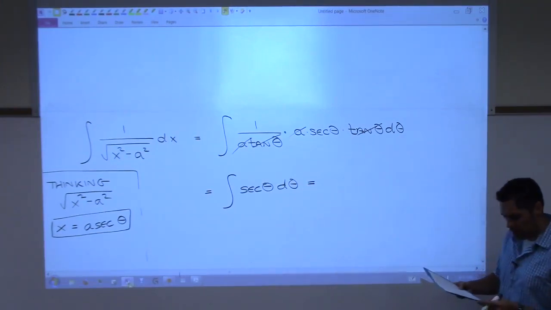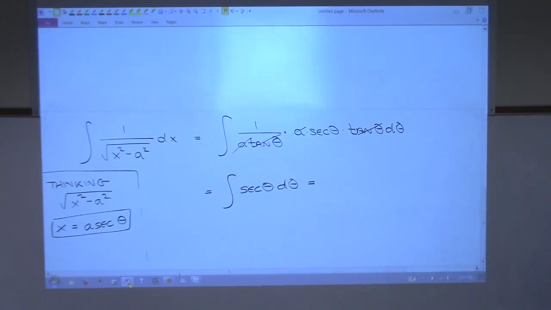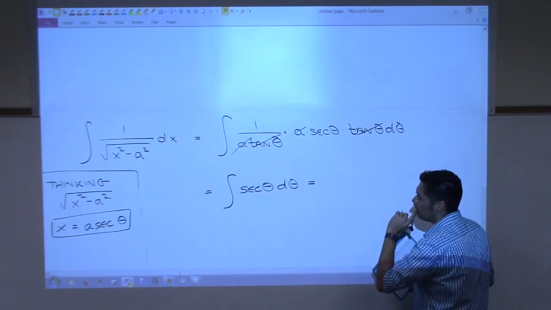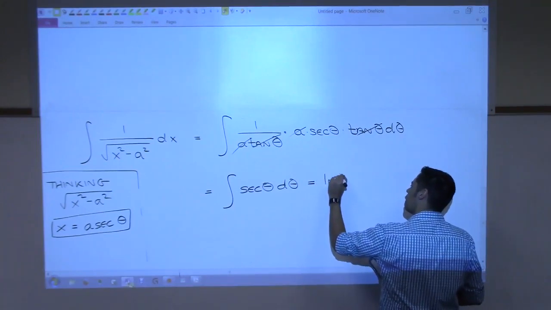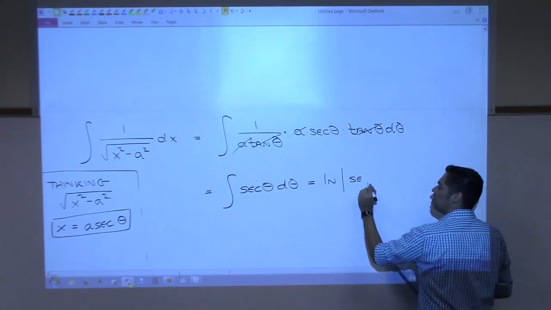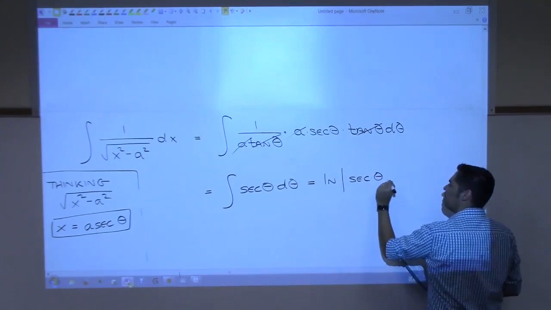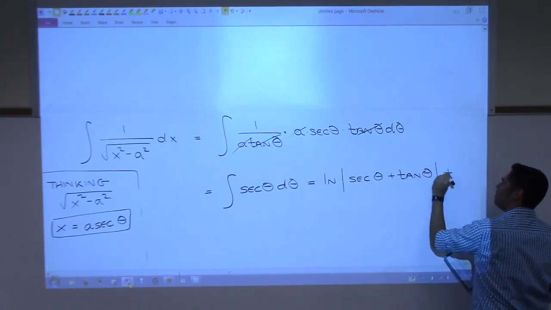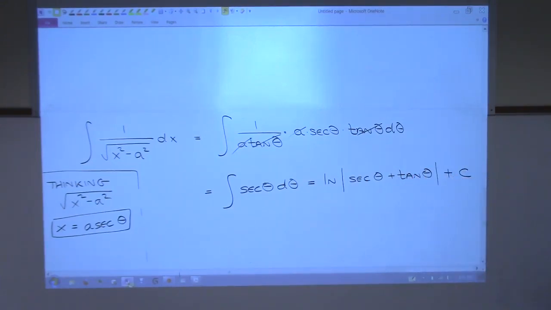I want to make sure that Stephen finds it. What is it? Yep. Absolute value? So for us, though, it's secant theta plus tan theta, close it up, plus C. Everyone agree? Times A. Yeah, I think we lost our A's, right? The A's canceled out?